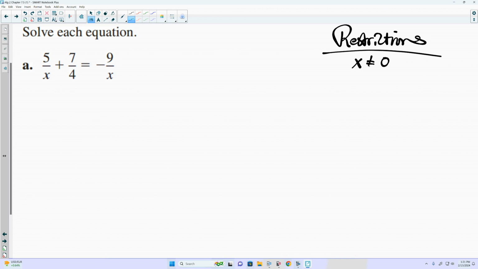Now the question is, what do we need to multiply everything by? x and 4. So we're going to multiply everything by 4x. Now, even though x shows up twice in this equation, it's only showing up once in each of the denominators. So we only have to multiply each of these terms by x once. So we'd have the first one, 5 times 4x over x, plus 7 times 4x over 4. I'm just multiplying.